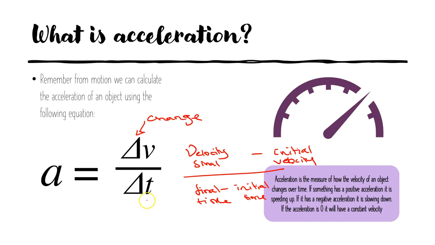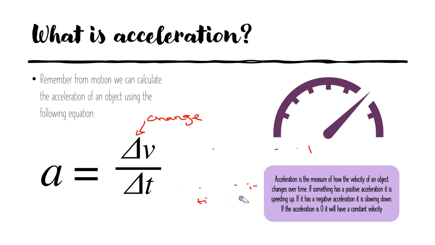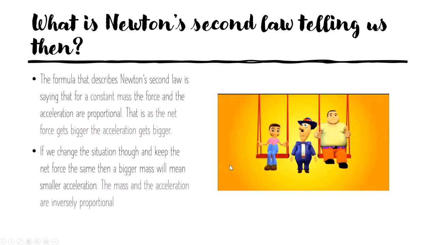So if something is happening over a short period of time, we will have a high acceleration. If it occurs over a long period of time, we have a small acceleration. Okay, and this is also remembering that velocity is a vector quantity, so direction is critical. So a positive value for acceleration is speeding up, and a negative value for acceleration is slowing down.